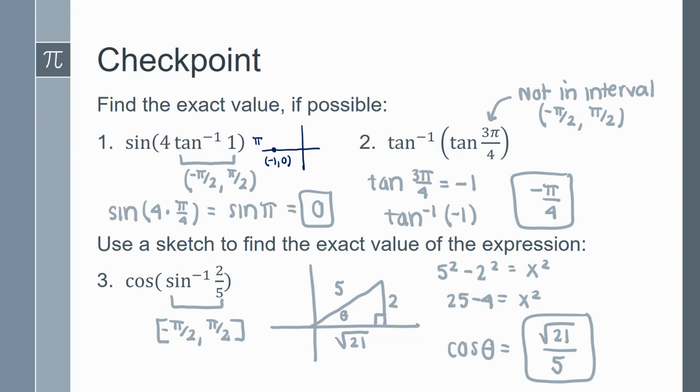Finally, in this last checkpoint problem, once again, two different trig functions. Focus on the inside first. Inverse sine means we go from negative pi over 2 to positive pi over 2. Because my ratio is positive, that's why I sketched a picture of a triangle in the first quadrant. Sine is opposite over hypotenuse. I had to do a little bit of algebra to figure out what that third side was. So using the Pythagorean theorem, I figured out the missing side was the square root of 21. Once I have that picture, now I can focus on the cosine. Cosine is adjacent over hypotenuse, so that's why I came up with the square root of 21 over 5.